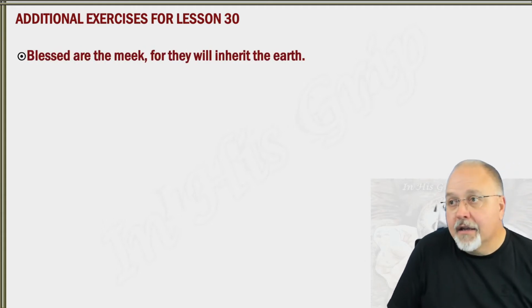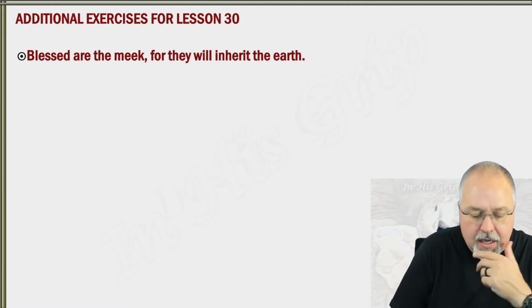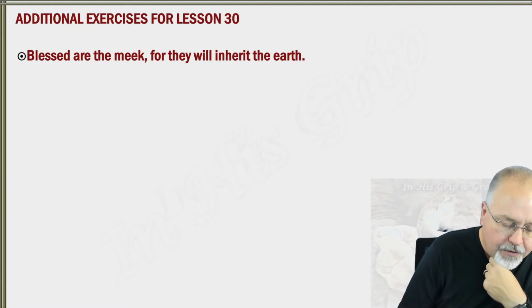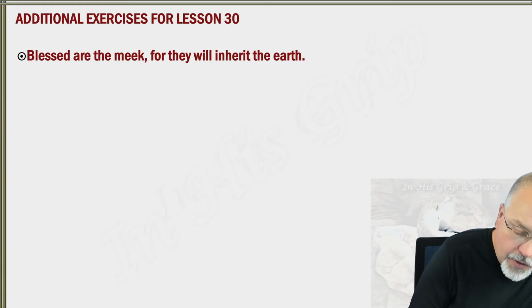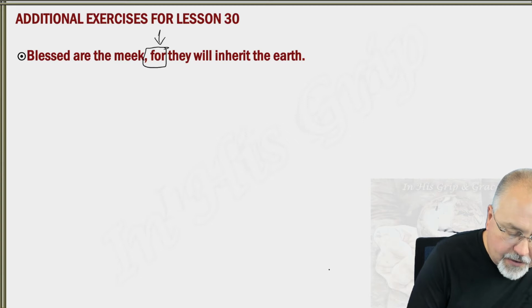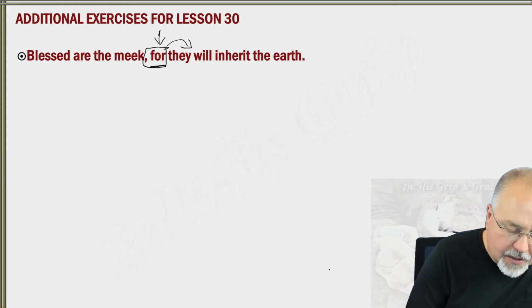So we have, and these first few are all from the scriptures: Blessed are the meek, for they will inherit the earth. Okay, remember that here "for" is a word of explanation, right? And so this cannot be the conclusion, because this is explaining this, and so in this case we're going to assume this is our conclusion.